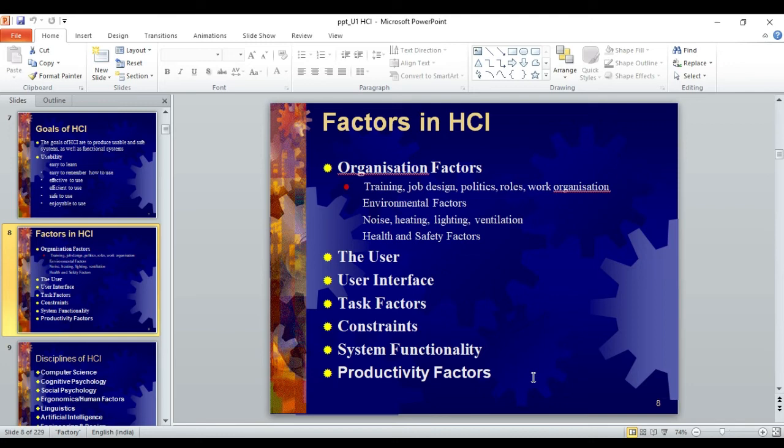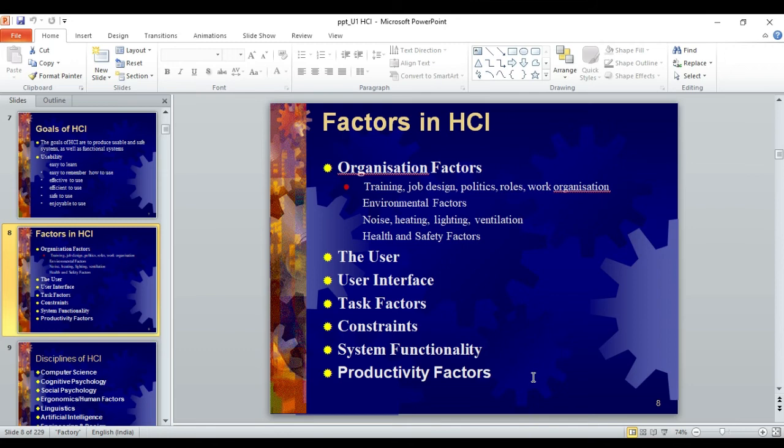Next is system functionality. The functionality of the system should be increased. It should improve the reliability. It should increase the usability of the system. The function should be easy. These are all the factors that should be considered when designing an interface. The system functionality, the system throughput, and the system efficiency factors should be considered under system functionality.